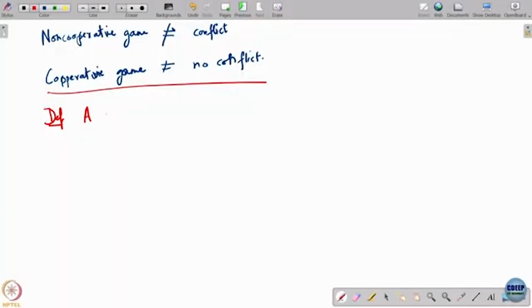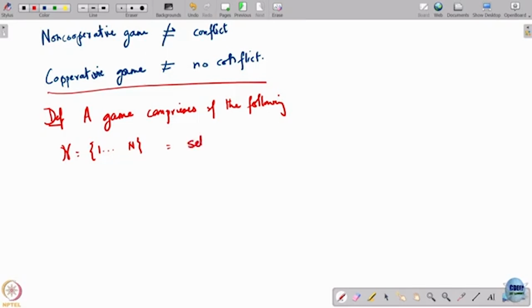So this is a definition of a game for us to begin with. Okay, so a game comprises of the following. You have a finite set here, denoted by N, which is called the set of players.